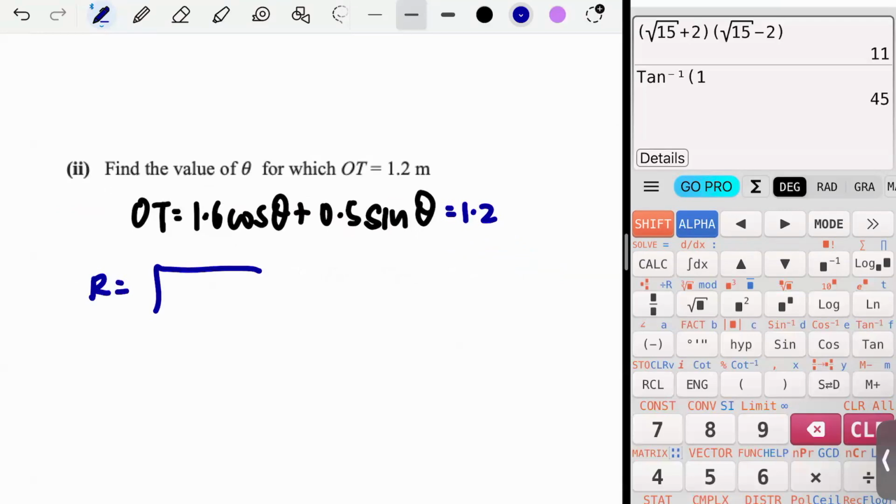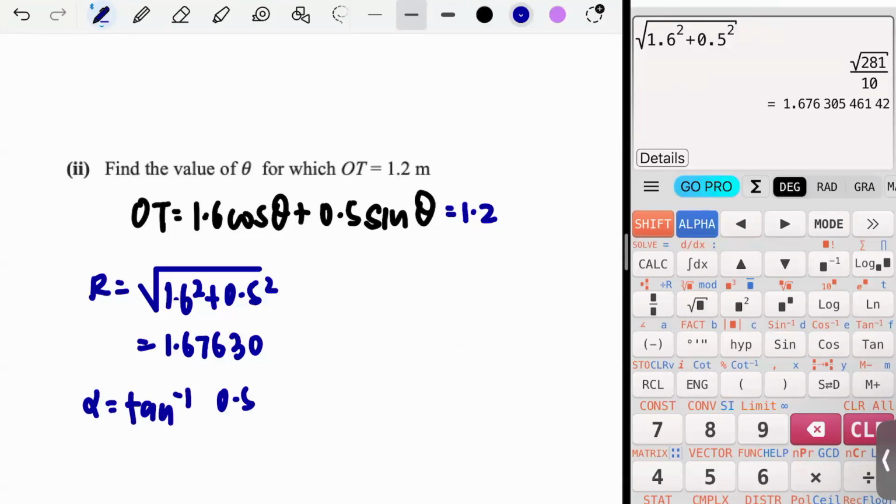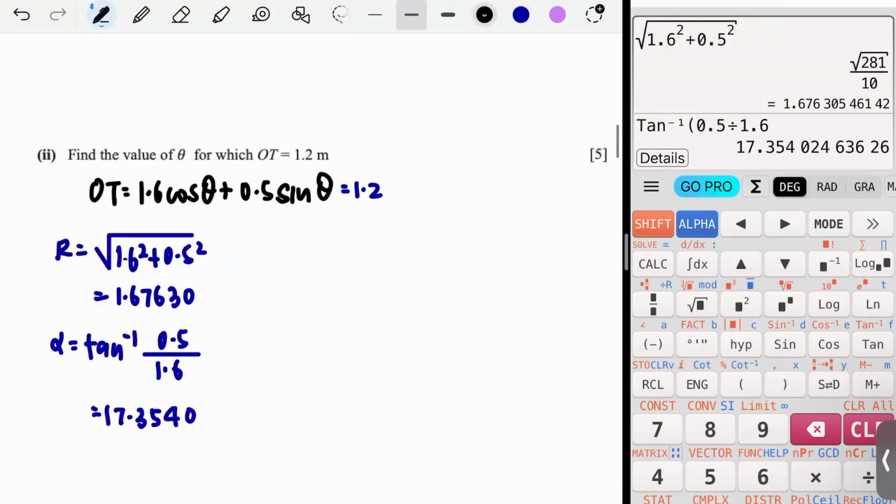So let's find out what's R first. So R is 1.6 square plus 0.5 square. So this one just square root 1.6 square plus 0.5 square. Okay, so this one here gives me 1.6730. Ugly answer, so be it. We're just going to let it be. You know why? Because you know the final answer, what? They never ask me to show as R formula, what? Correct? So I need to find alpha, tangent inverse B over A. Press calculator in degree mode. And this is 17.3540. Okay, so now we're going to write out the R formula here.